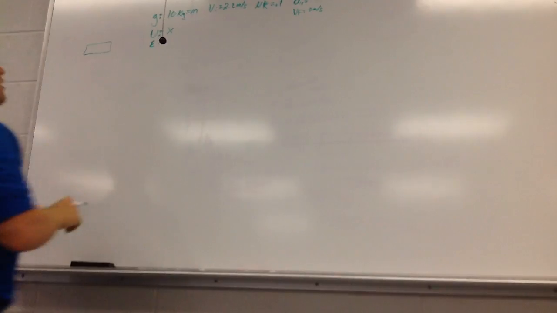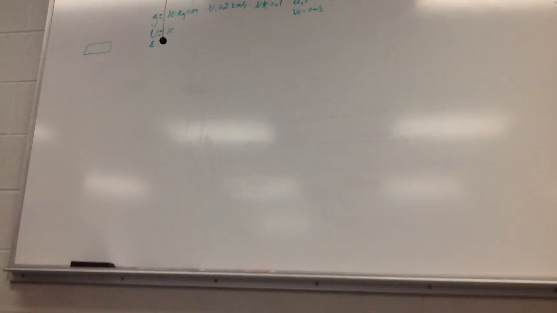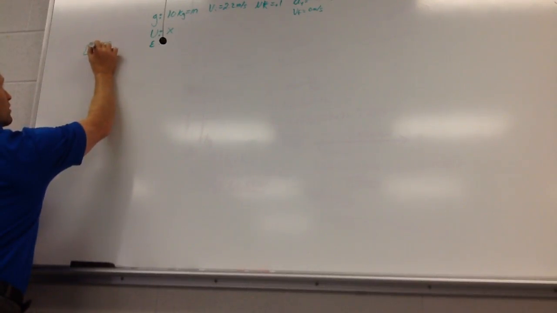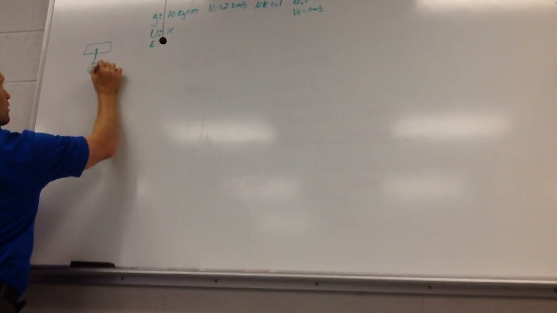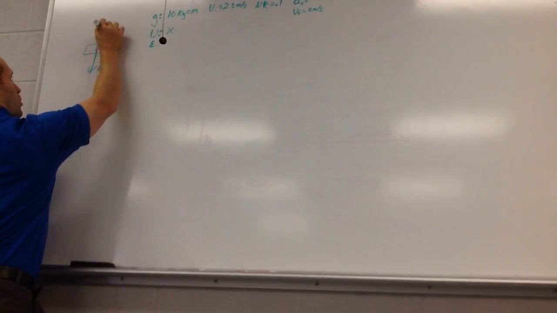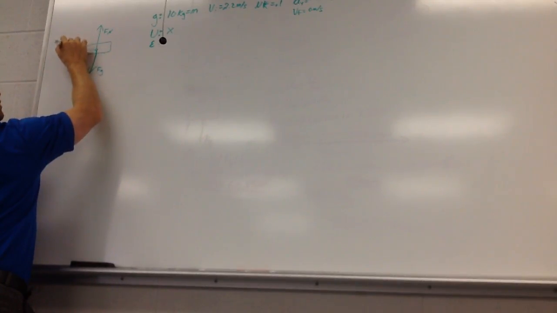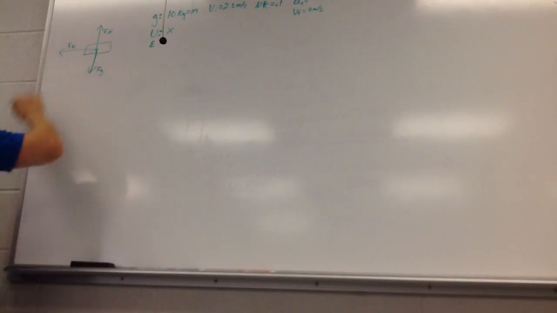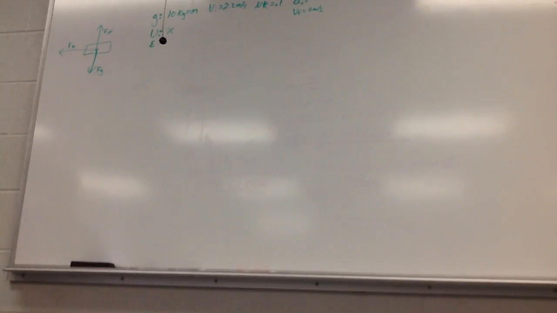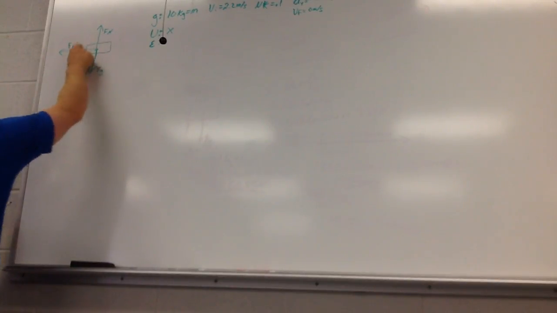Unknown is x. First thing I'm going to do, I would draw a force diagram. So we have a force of gravity here, we're going to have a normal force, and we're also going to have a force of kinetic friction that is slowing it down. So we need to find these components.